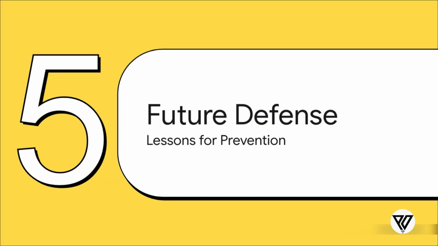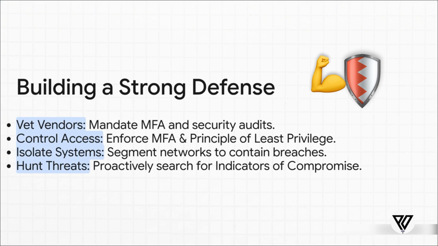Analyzing an attack is one thing, but the real value is in what you learn from it. I mean, threat intelligence is only useful if it leads to action. So let's look at the concrete steps we can take to stop this from happening again. Here are 4 key defensive strategies that come out of this. 1. Vet your vendors. Don't just trust them. You have to hold them to strict security standards.